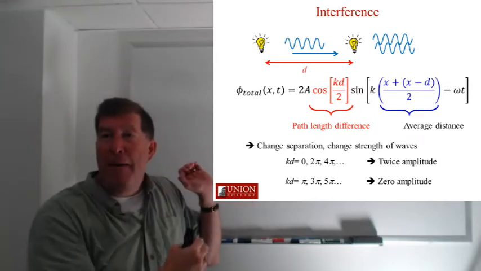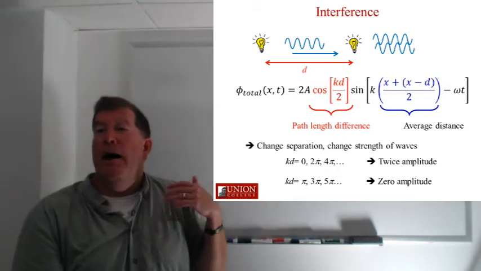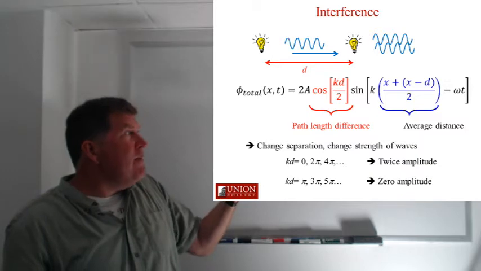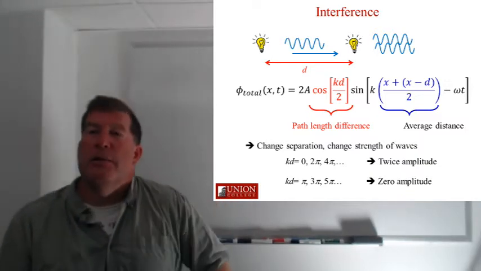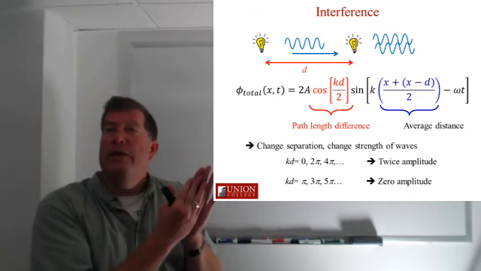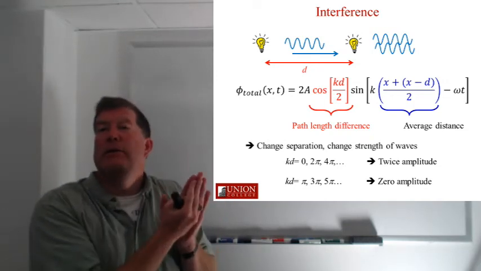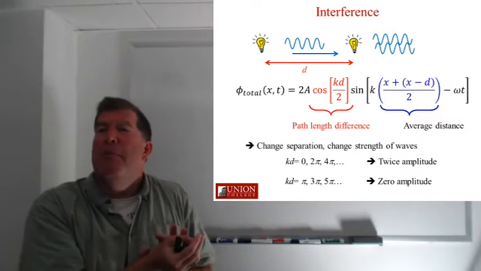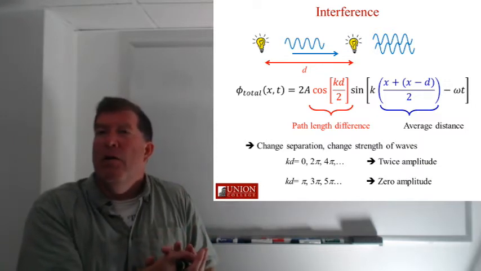This is a sine wave pattern that's moving from left to right, has some wavelength, has some frequency. But now I have this other term in here, this cosine that shows up: cosine of k times d divided by 2. This is a cosine that only depends on the distance between the two sources. It doesn't vary in time. So you can think of this as just modifying the amplitude.